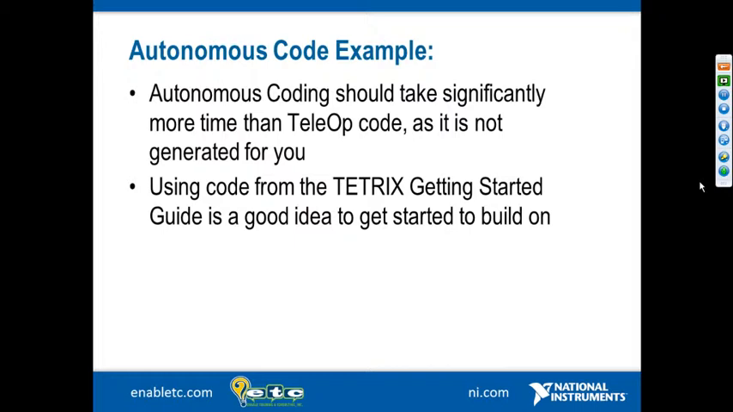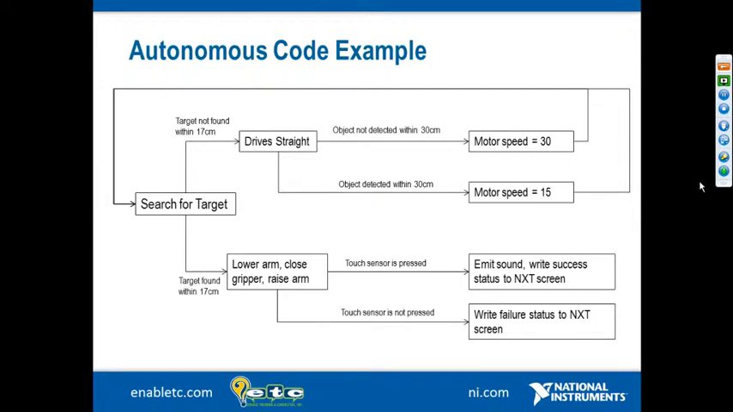Finally, we reviewed how creating autonomous code in general is a harder task than creating teleop code because it's not automatically generated. We saw how using code created in the Tetrix Getting Started guide is a great idea to get started as something to build upon. The example we created last week was a relatively simple autonomous behavior that combined the operation of reading from various sensors, changing the motor behavior and speed, and also actuating different servos to different angles at different times.